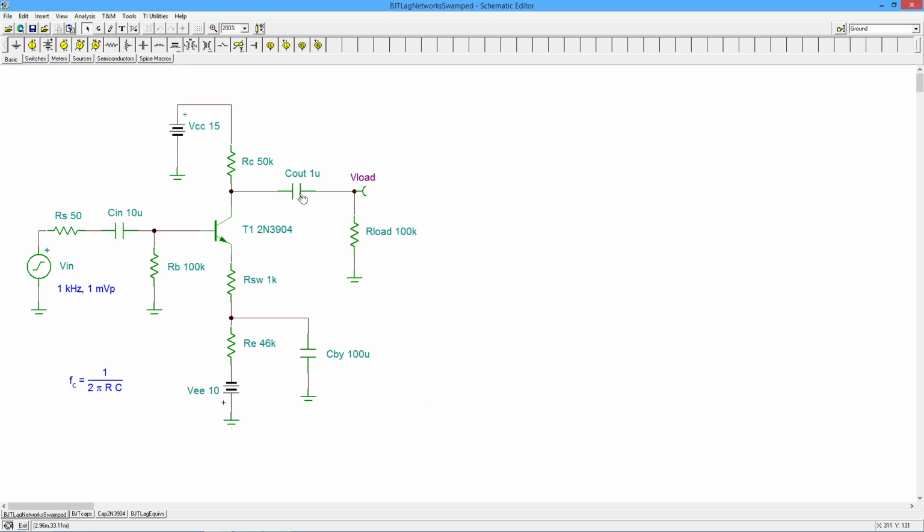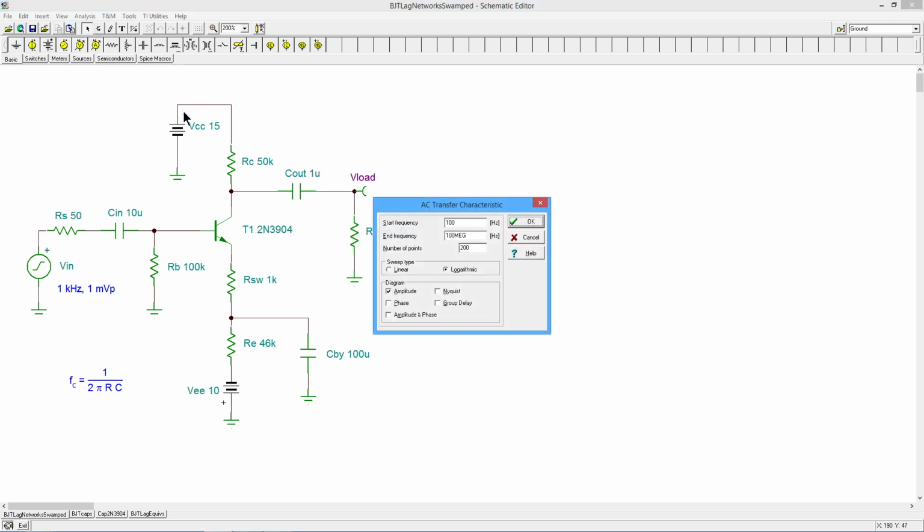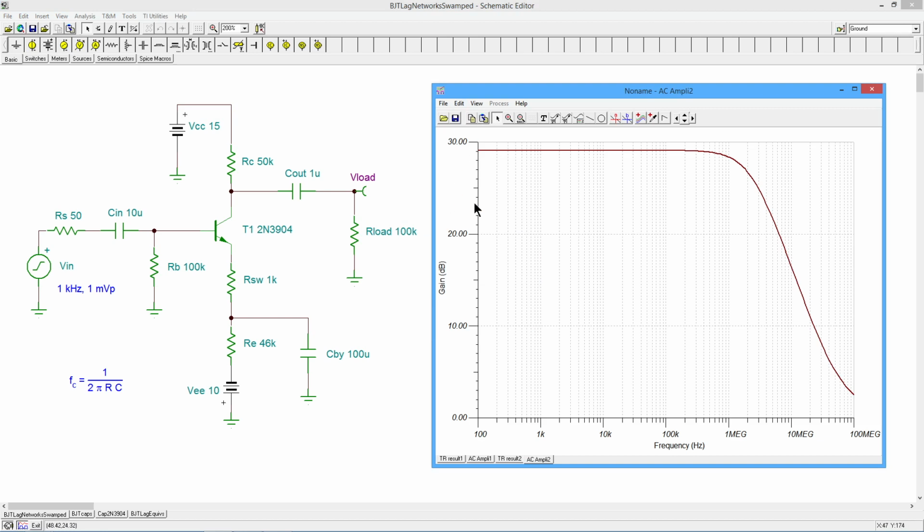All right, I'm going to do a quick AC frequency analysis here because when we looked at the low frequency performance, right, we were concerned with what was going on down here. And right now, I don't care about that. I just want to look at the high end.